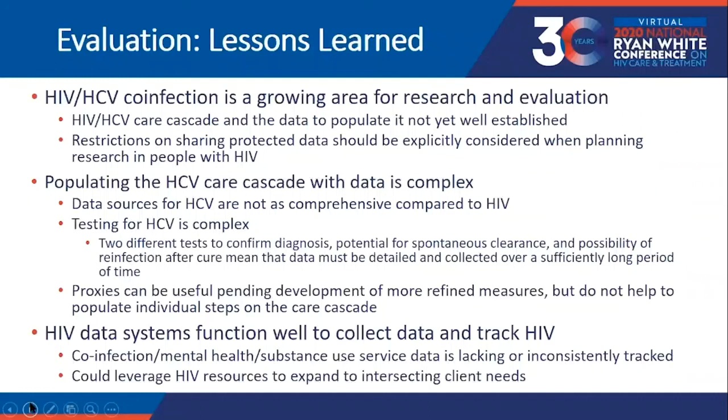Proxies can be useful pending the development of more refined measures, but they don't always help to populate individual steps on the care cascade, because we would end up with similar numbers for two steps when a proxy is being used for another step. Finally, HIV data systems function really well to collect data and track HIV, but the data that they contain on things like HCV co-infection, mental health, and substance use services are inconsistently tracked, but these resources could be leveraged to expand to intersecting client needs.